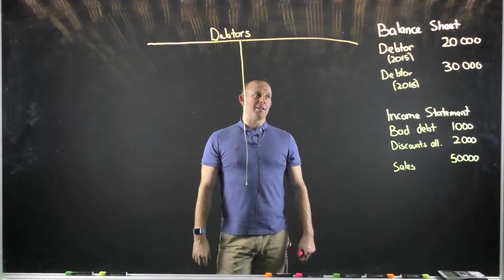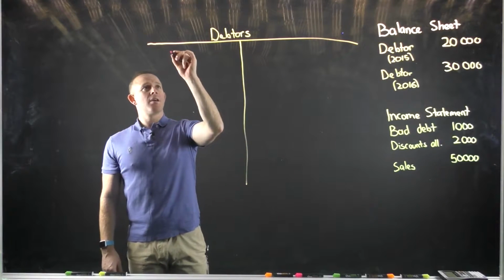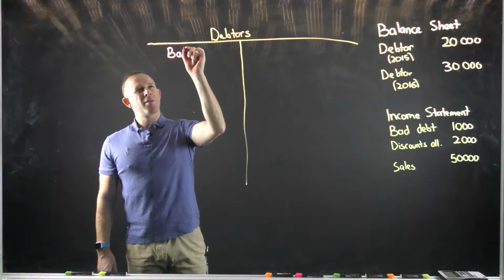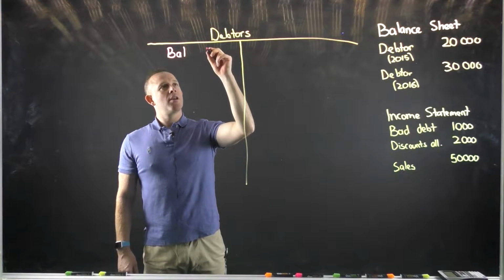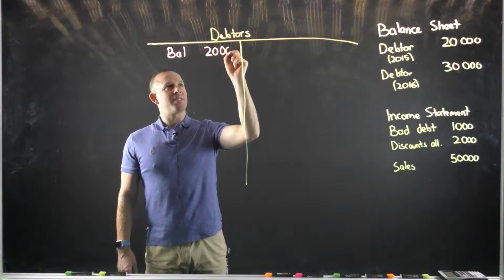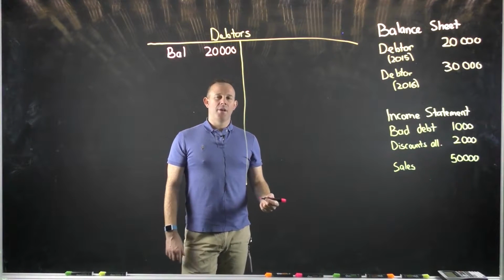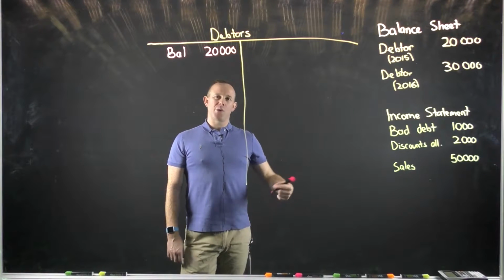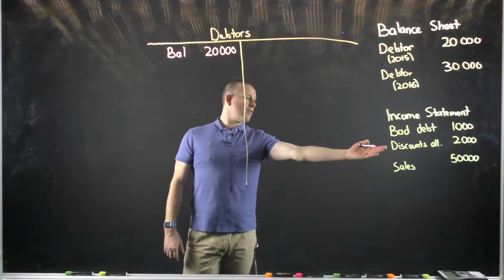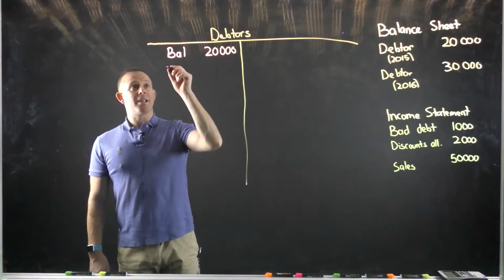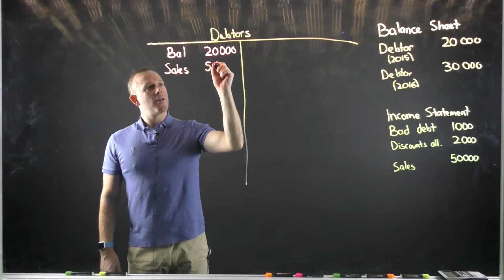So the way I always start this is looking at our debtors opening balance, and we write that in. So our balance from our debtors, we're not going to worry about dates at this point because it doesn't really matter, is $20,000. And it's going on the debit side because debtors are debit in nature. Then what else goes in this account? When we make a sale, what we do is we credit the sale and we debit the debtors. So we have made sales of $50,000. So that's going to go on the debit side of $50,000.